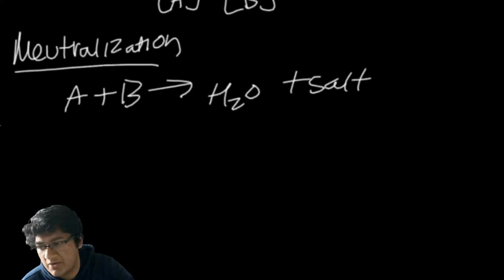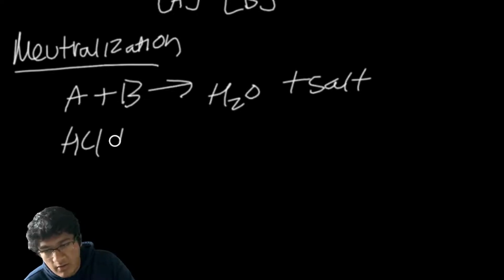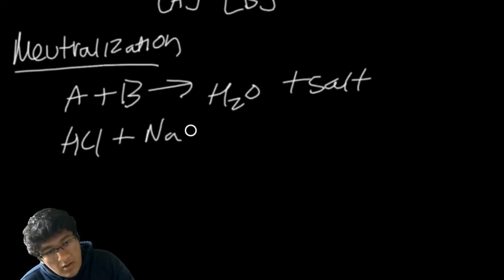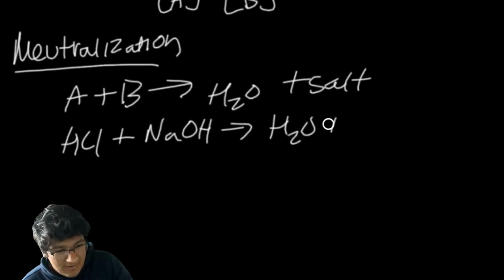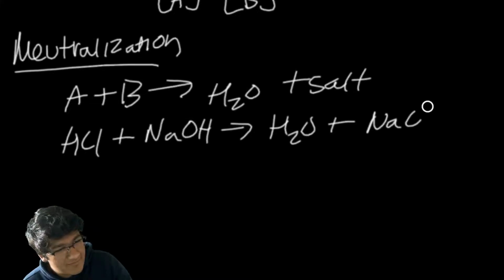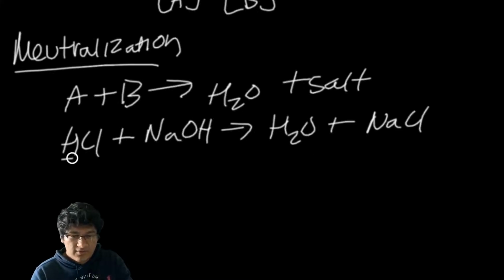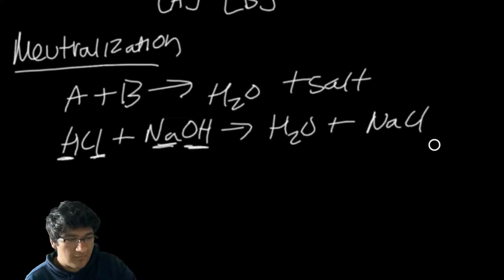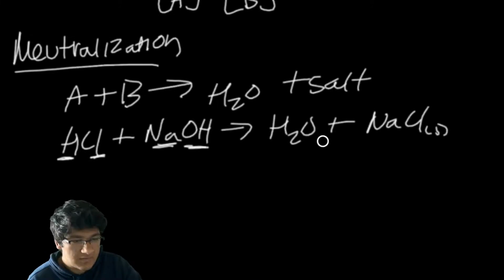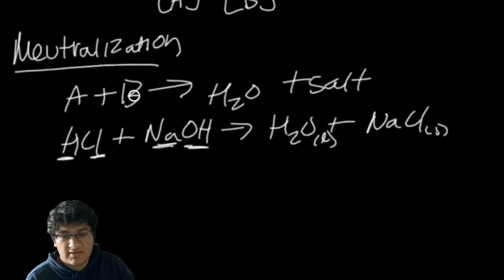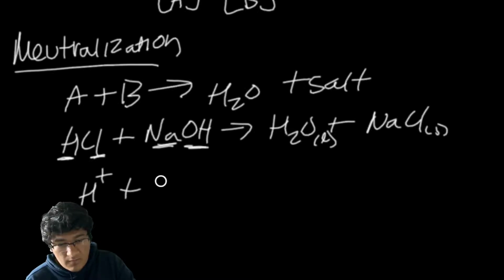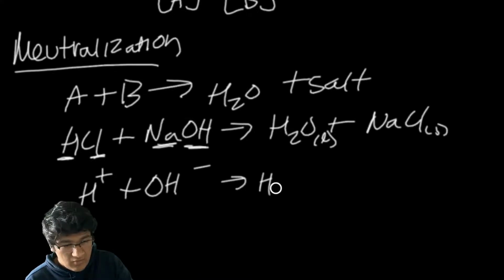For example, a neutralization reaction could be hydrogen chloride plus NaOH, which makes H2O and salt. You get the idea. The H plus reacts with the OH, and the Cl will react with the Na. This anion-cation pair will form the salt, and we'll have liquid water. The net ionic equation for this would be H plus and OH minus making water.